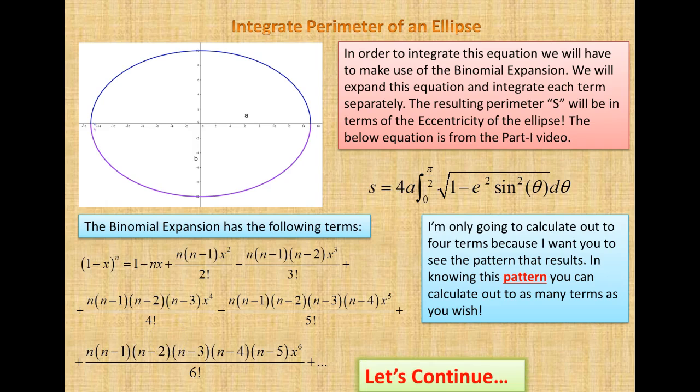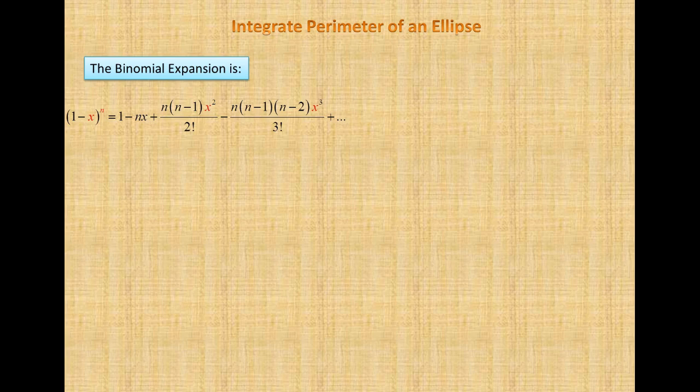Let's continue. The binomial expansion is (1 minus x) raised to the power of n, and we expand that out to these terms, and it continues out. I'm only going out 1, 2, 3, 4 terms, where x is equal to epsilon squared sine squared theta, and n is equal to 1/2.